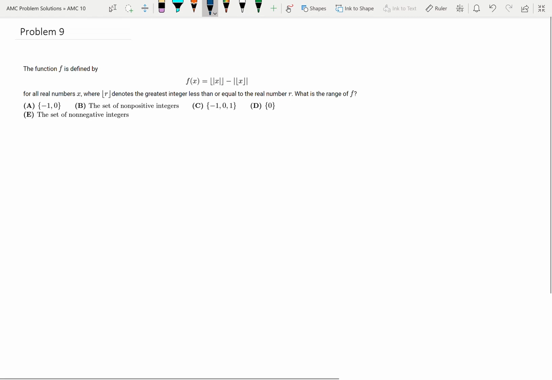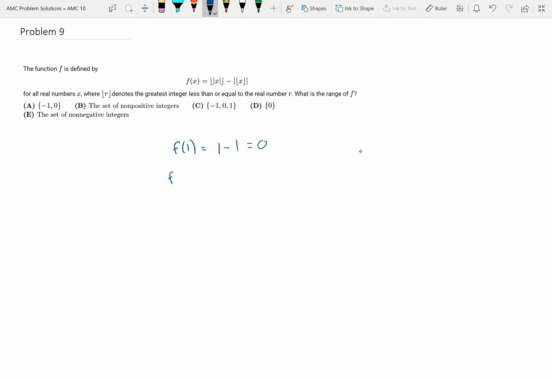So for this problem, I'm just going to start looking for patterns here. What happens if I plug in f of 1? The absolute value of 1 is 1. Next largest integer is 1. I end up getting 1 minus 1 is 0.